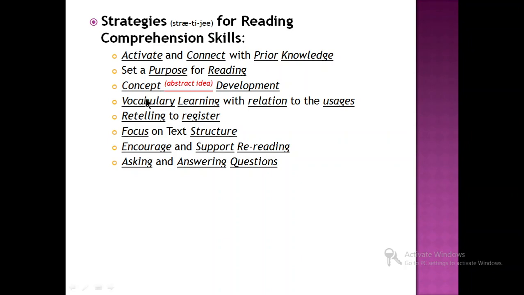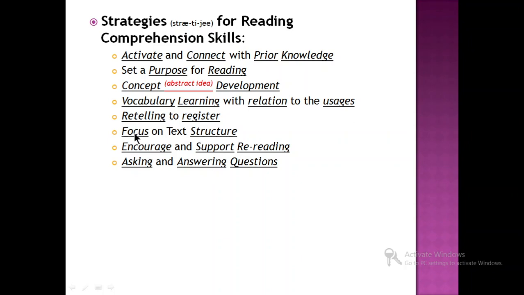Is that clear? So this is all about what you need to know: you need to find this with the text, where vocabulary learning is used by the writer with respect to its usage. Okay, so this is a kind of strategy which gives you better understanding, better comprehension. So this is all about vocabulary and its usage.